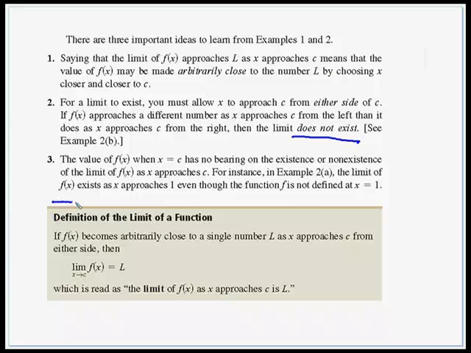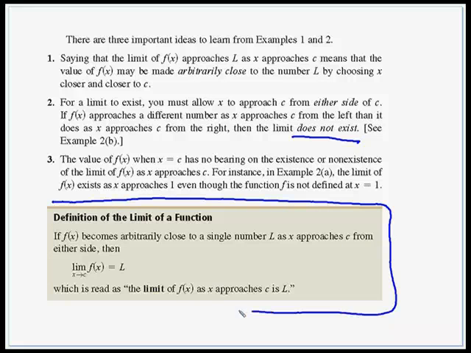And here's our formal definition of a limit in the box here. If f of x comes arbitrarily close to some number L, that's just a number on the y-axis, as x approaches c from either side, then the limit of f of x as x approaches c is equal to that number L. And we read this as the limit of f of x as x approaches c is L.